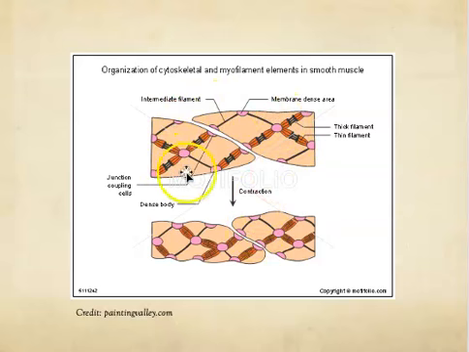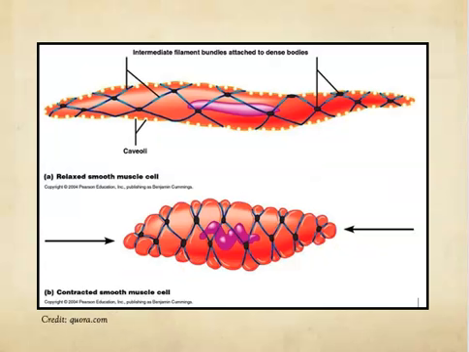So you start with the cell fully relaxed up here, and in the presence of calcium and calmodulin activity, you're going to get this. The whole meshwork is just going to tighten around the whole circumference, the whole length of that cell, all at once, causing contraction.